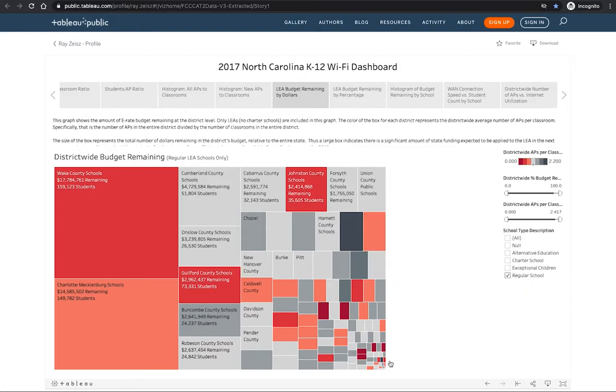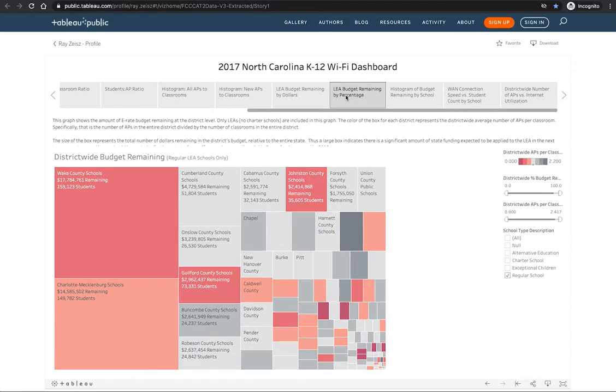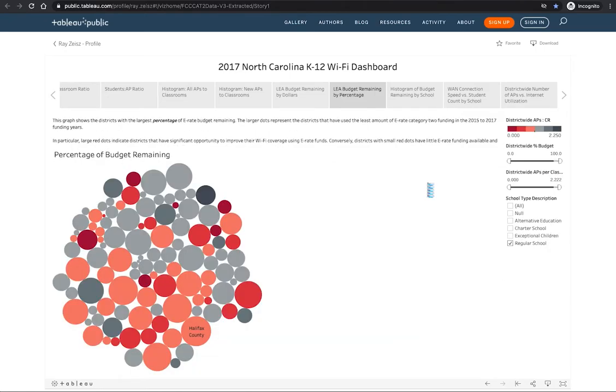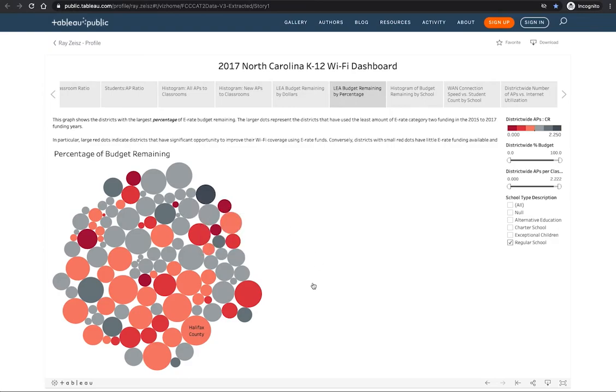So another one would be Columbus. They had 2% of their budget remaining and 2.2 access points per classroom. So that's indicative of having spent the money on access points. There's other things you would spend your money on, though. You might need cabling and switching and things. This is the same kind of similar graph, but with some bubbles that is on a percentage basis.